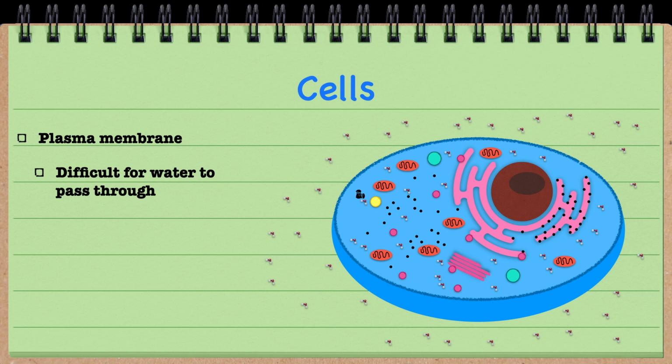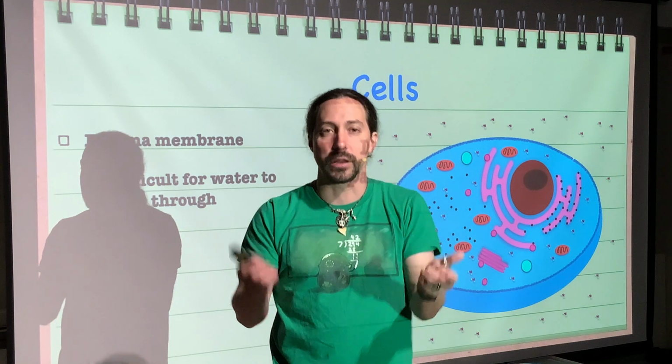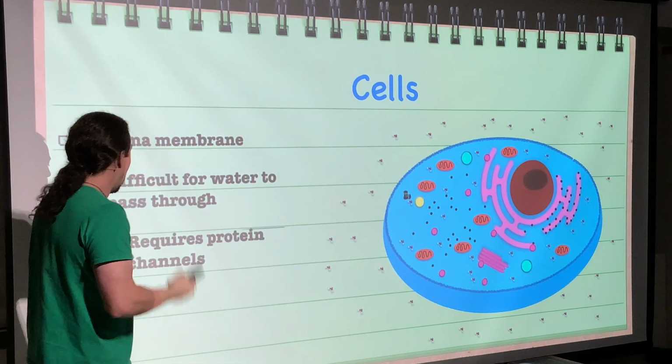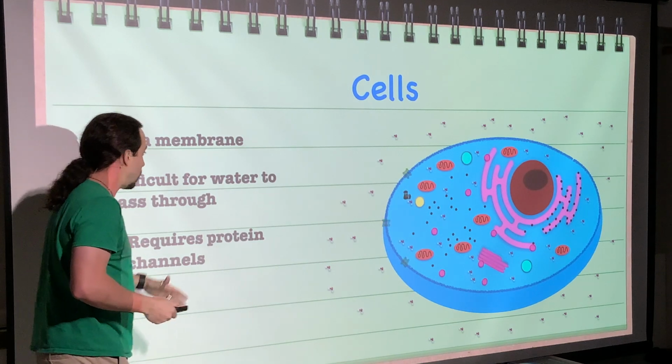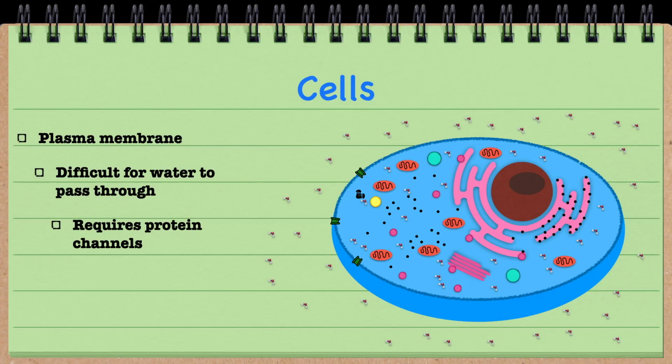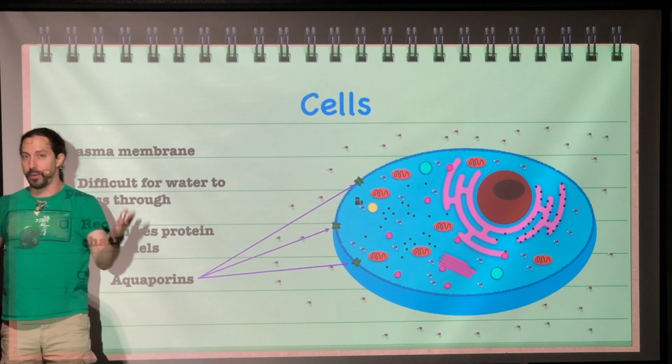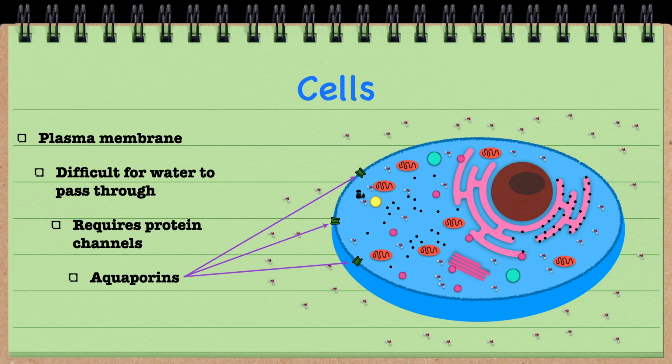What that results is that our cells are actually going to use facilitated diffusion to allow for this water to pass through. So they are going to have protein channels. Those protein channels are called aquaporins. In other words, they're little pores for water, and they allow for water to move in and out of the cell. They allow for that water movement. So these are our pores that allow for the facilitated diffusion of water, which happens to be osmosis. So now our water can move in and out of the cell.